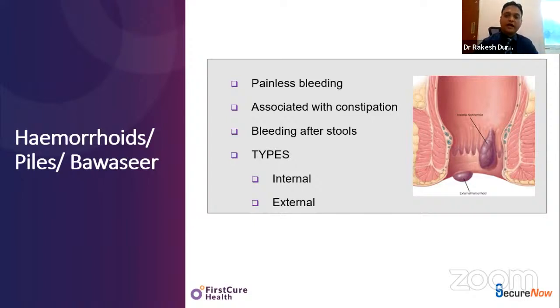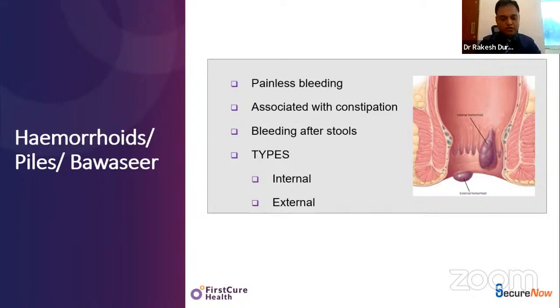Or there can be, at the end of the stool, blood. Because the stool has gone through the back passage, it has rubbed the inner lining. When the stool has come out, then the drop of blood comes out. That is called hemorrhoids, most commonly.